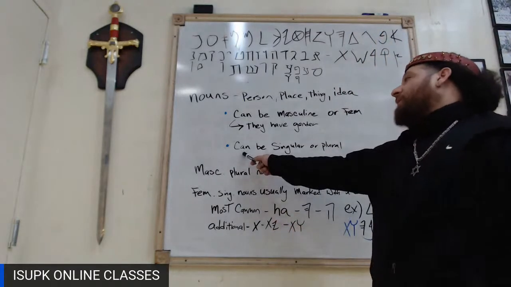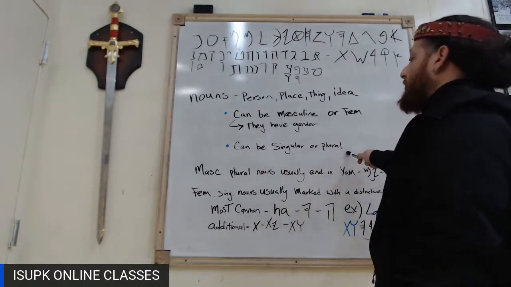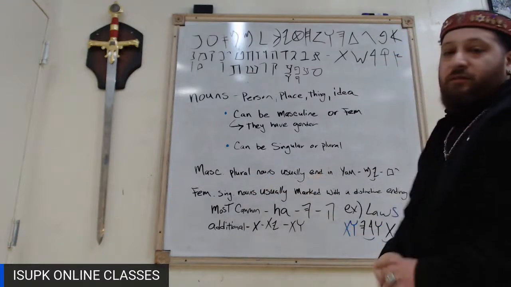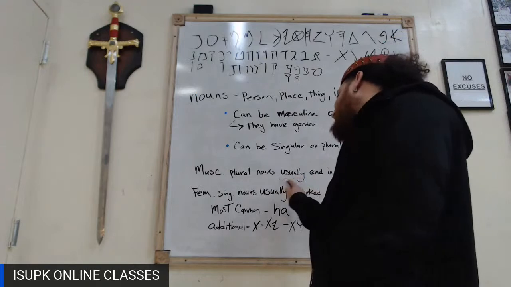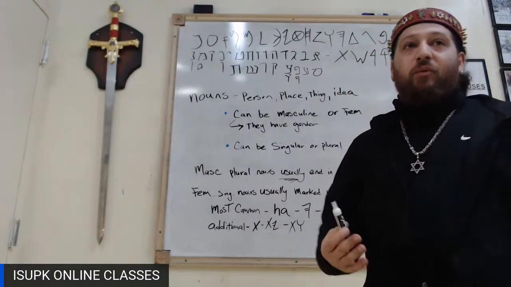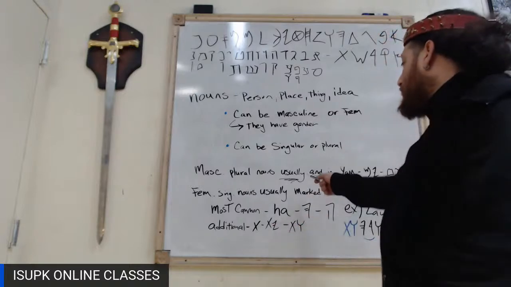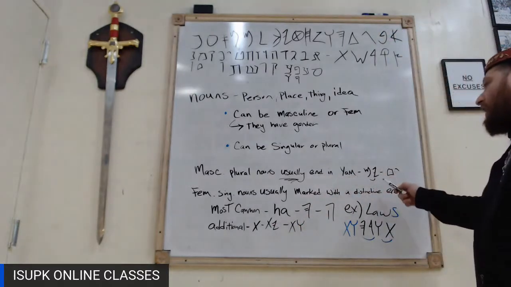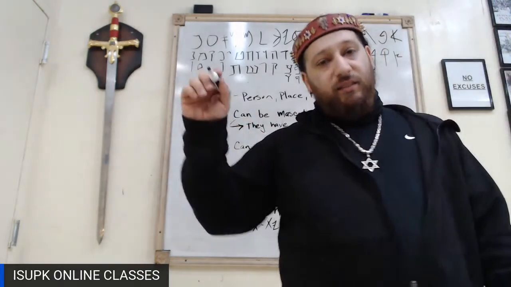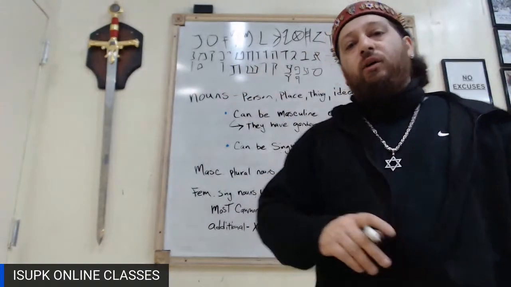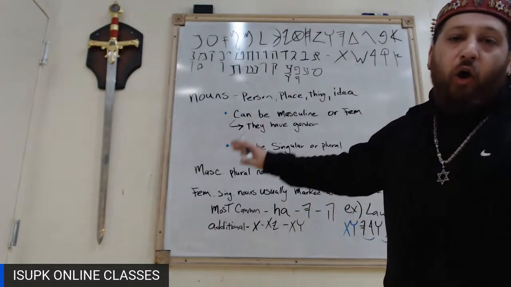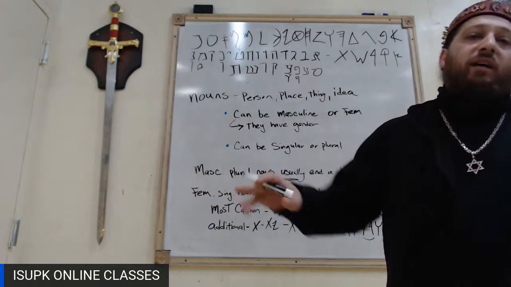They can also be singular or plural. Masculine plural nouns usually, this is not always the case, this is just most of the time, usually end in ya, ma, connected, meaning that these two consonants connect to a closed sound, which is why we're not saying yama. We're saying yam. It's an open consonant to a closed consonant.